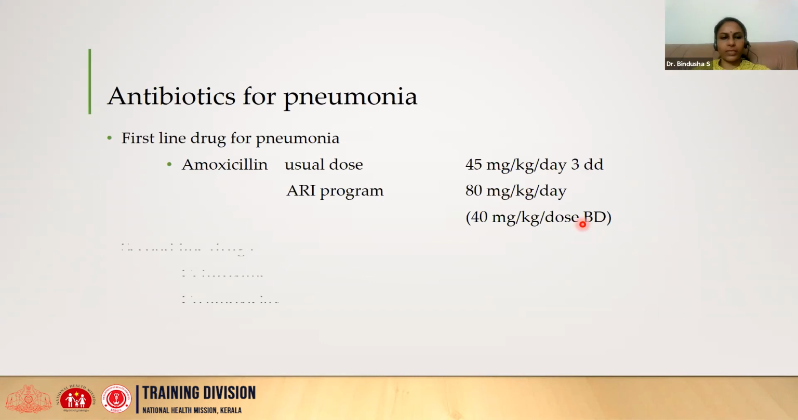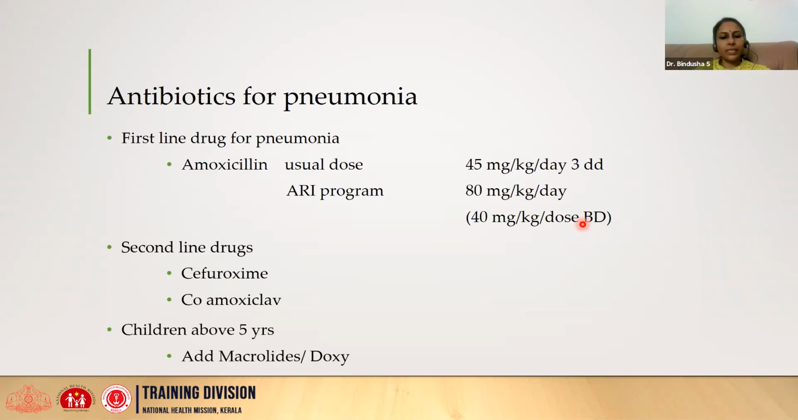And if the patient is not responding, we usually use the second-line oral antibiotics, cefuroxime and co-amoxiclav. And in children above 5 years, we can add on macrolides or doxycycline along with amoxicillin to cover for the mycoplasma infection also.